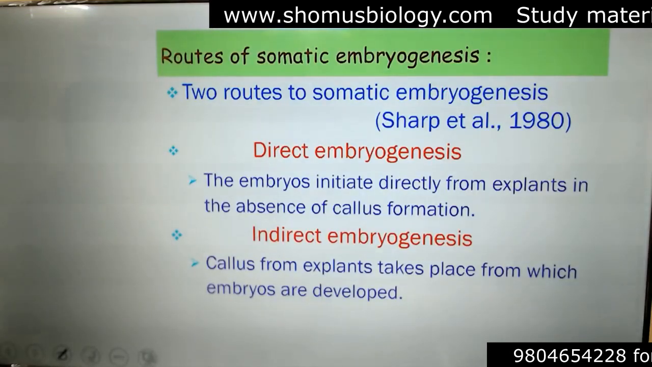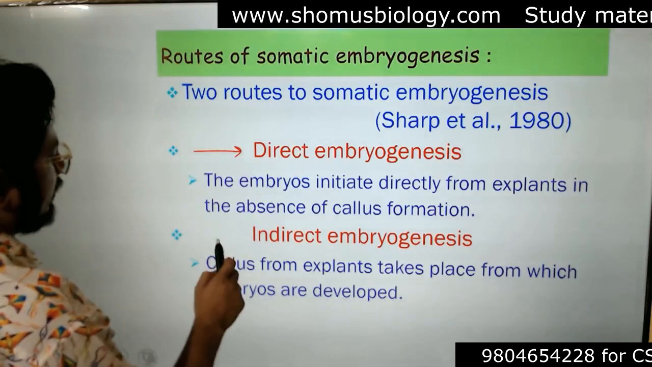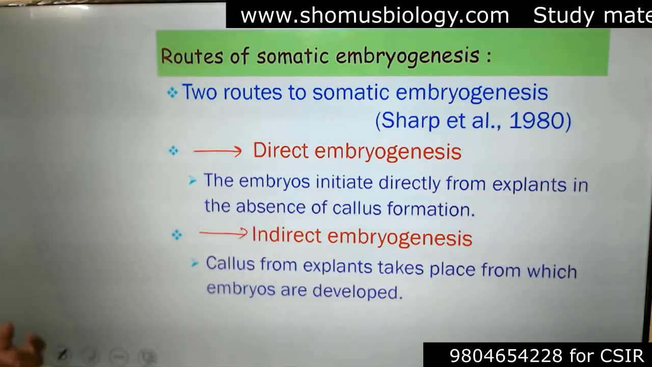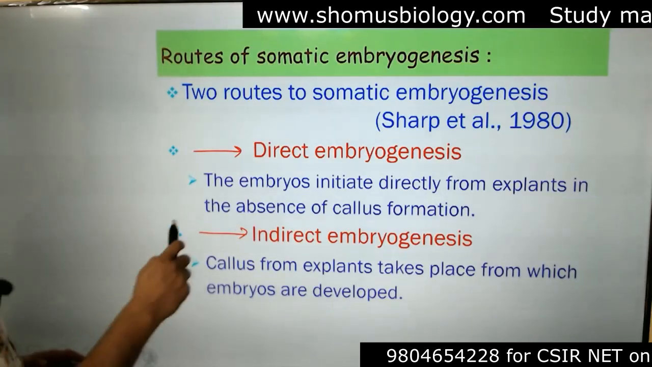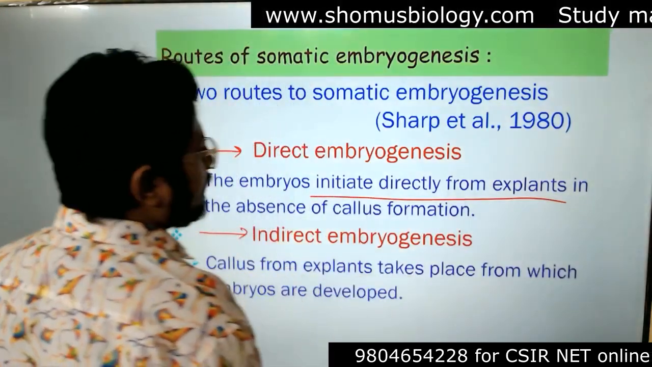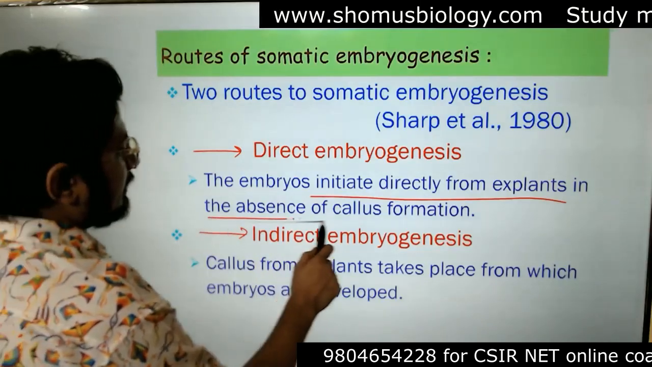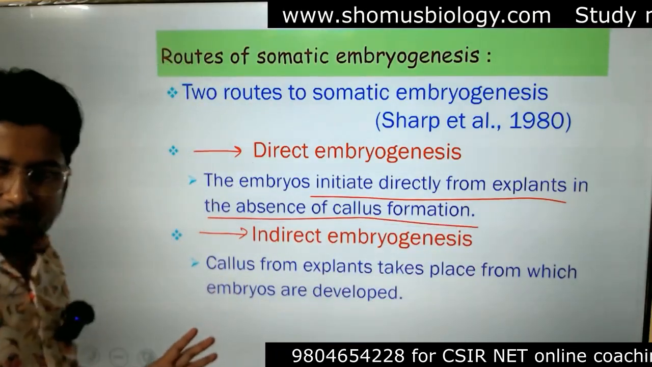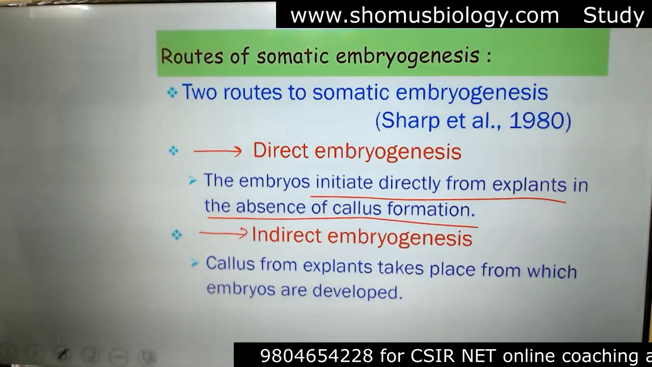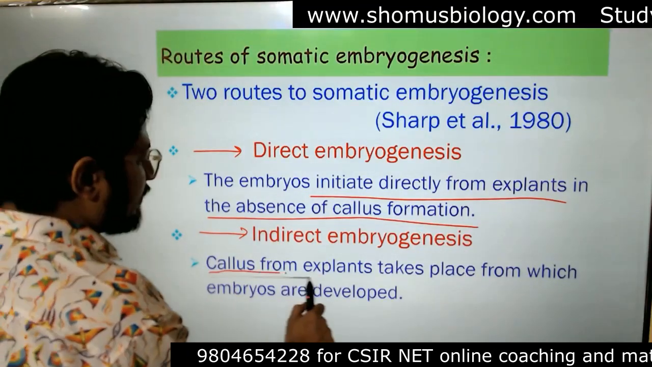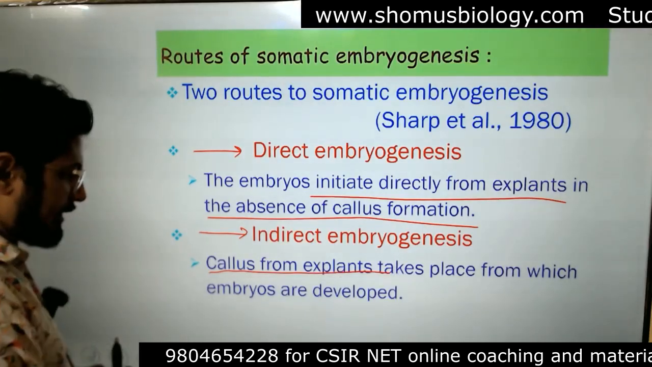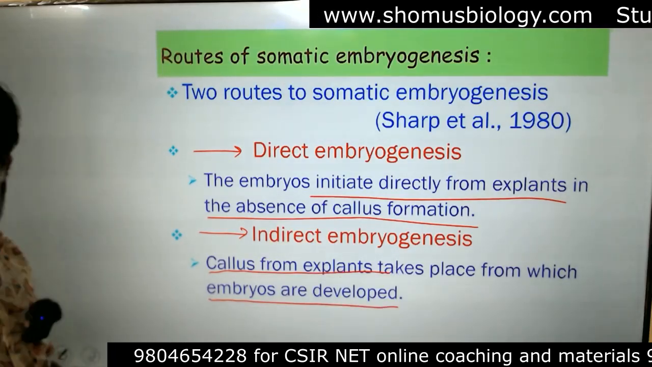Routes of somatic embryogenesis, there are two routes: direct somatic embryogenesis and indirect somatic embryogenesis. In direct embryogenesis, the embryos initiate directly from explants in the absence of callus formation. No callus formation, the process of embryogenesis is initiated directly. And in indirect embryogenesis, callus formation from the explant takes place first, then embryos are developed.